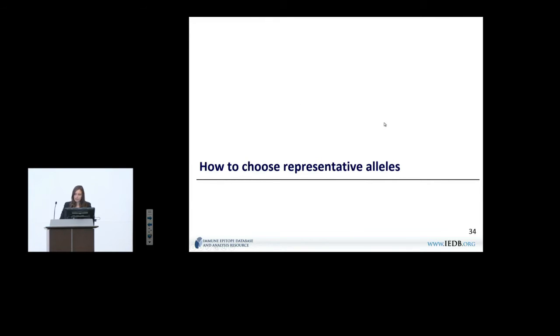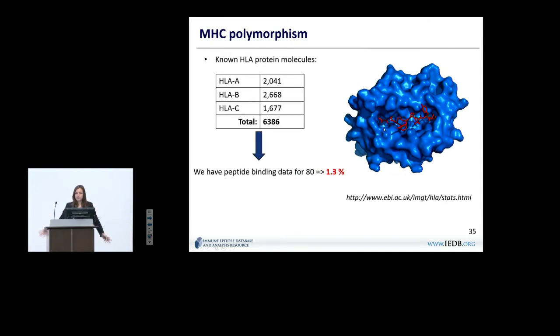Now, how do you actually choose a representative allele? If you have a specific study where you have specific donors and you're using their specific set of HLA alleles, that's probably already clear to you. But in some cases, if you're working on a global vaccine, it's difficult to choose MHC molecules. As you know, if you only look at humans, there are more than 6,000 different HLAs available. And as I showed before, we had experimental binding data for about 80 of them. That's just 1.3%, so this is really not a large amount.